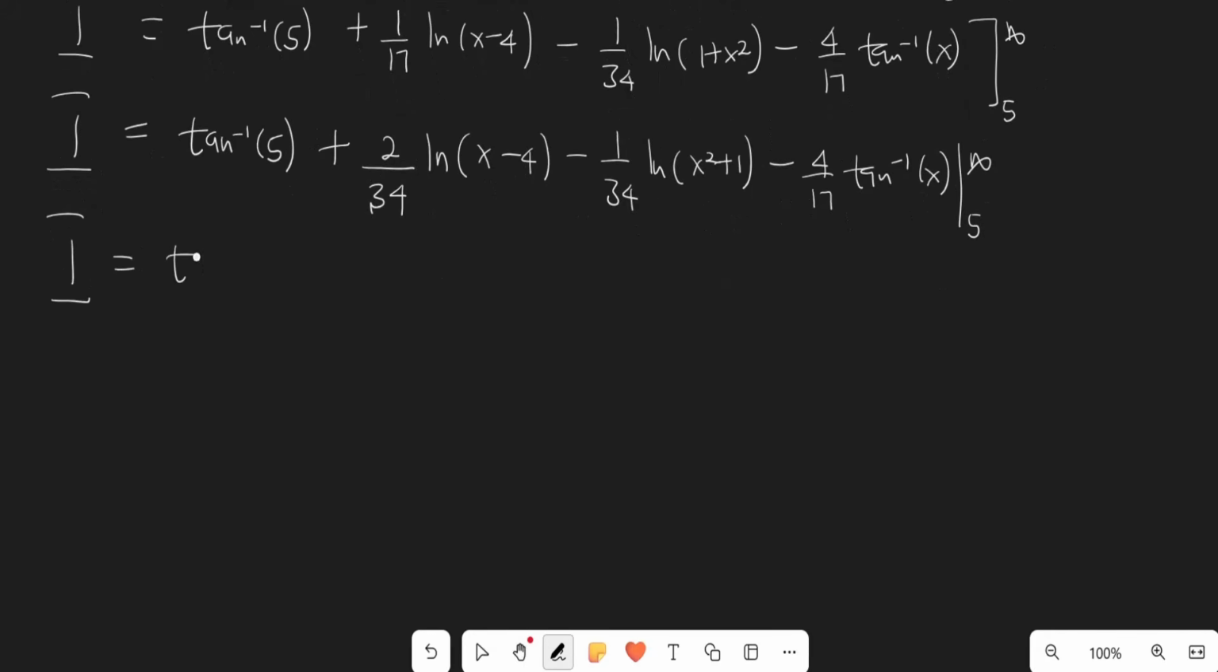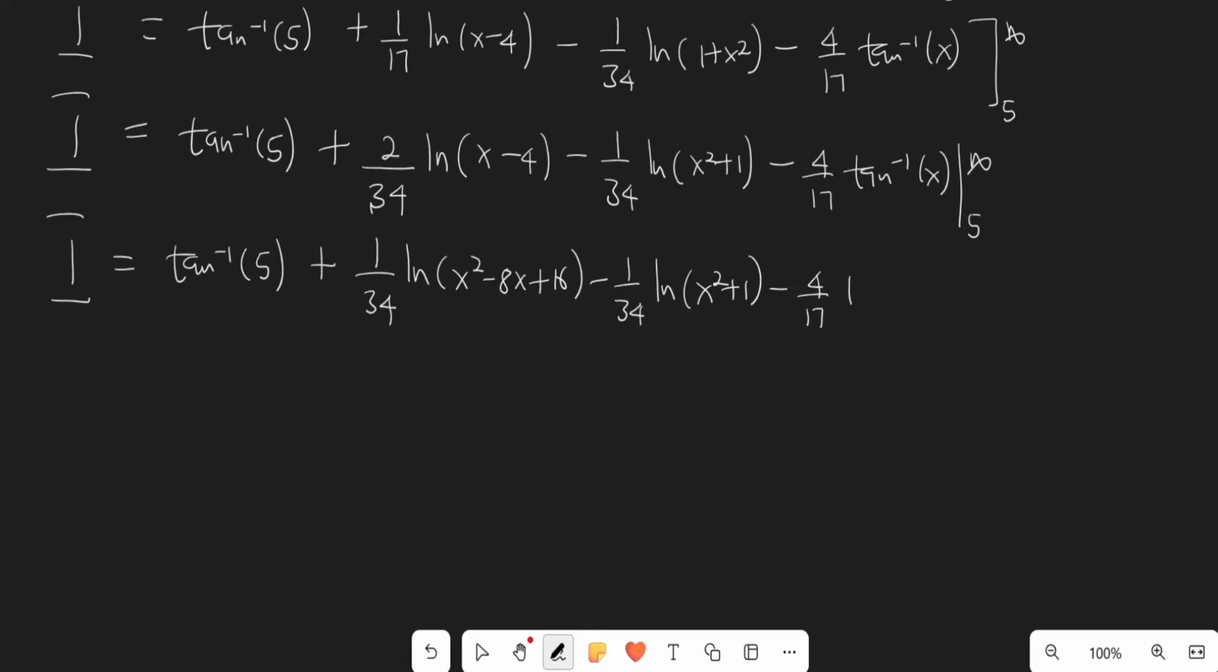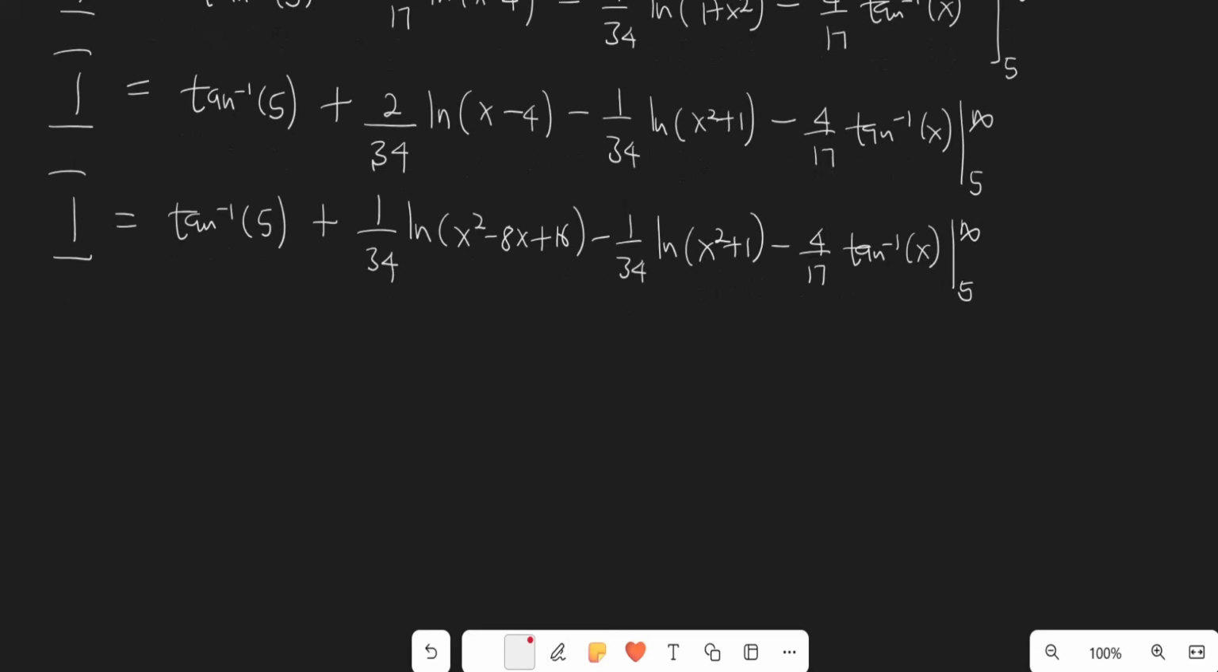I is going to be equal to the tan inverse of 5. Alright, so here using the laws of logarithm, this 2 is going to become a power here, right? Using the power rule of logarithm. So that is going to be left with 1 over 34 in front here. And now we have the ln of x minus 4 squared. Right, but x minus 4 squared, if you FOIL that, that is going to be x squared minus 8x plus 16, minus 1 over 34, the ln of x squared plus 1, minus 4 over 17, and then the arctan of x, the limits of integration from 5 to infinity.